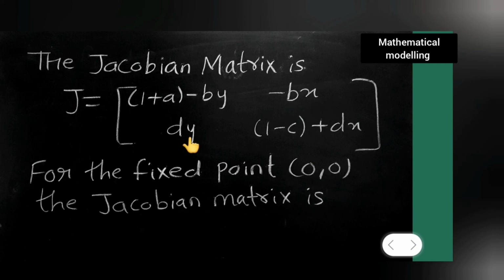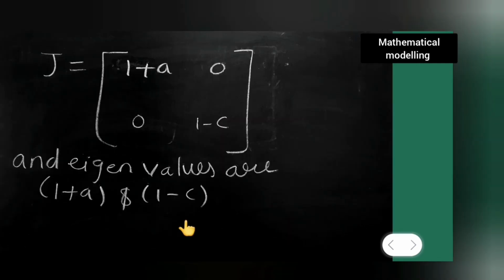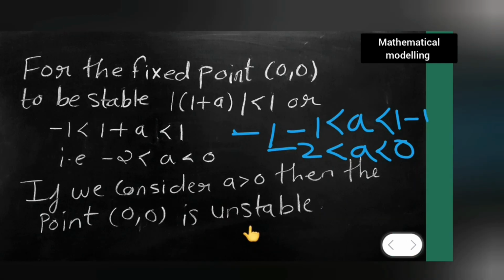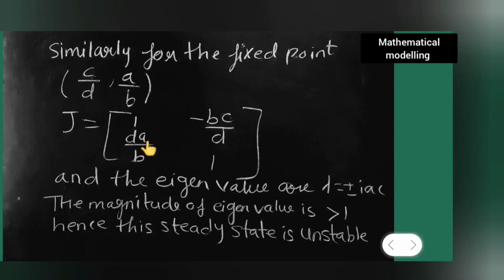Then dy, what is the value of y? D, then y, value of y is nothing but a upon b. Okay, and the eigenvalues are lambda equal to plus or minus i times the square root of AC. The magnitude of the eigenvalue is greater than 1, hence the steady state is unstable.